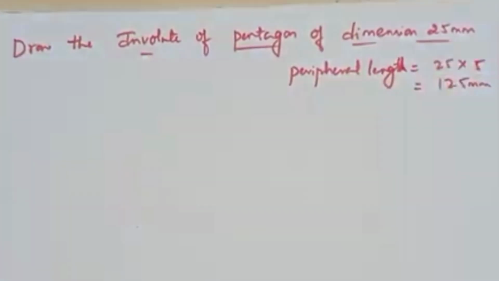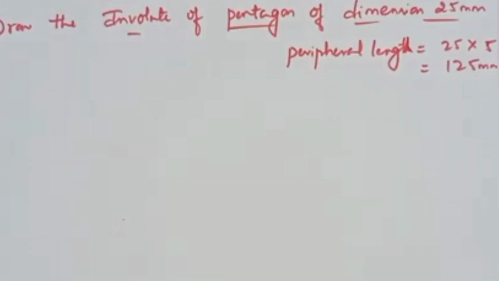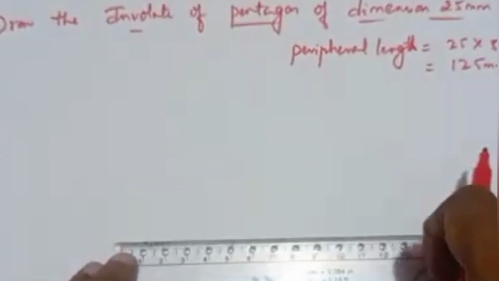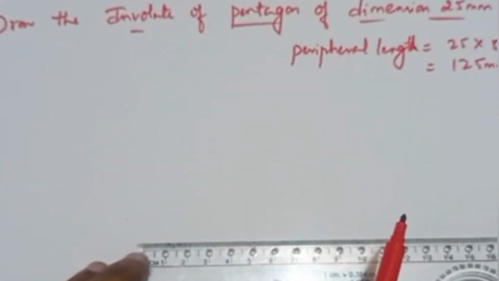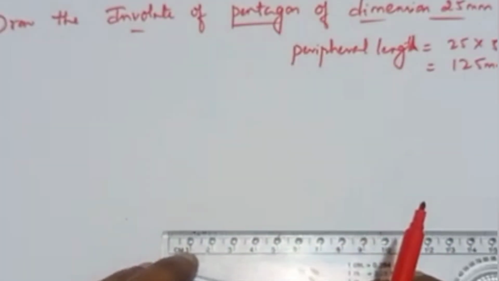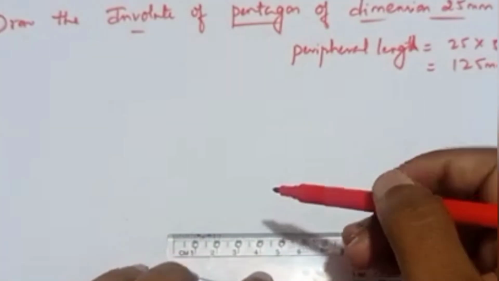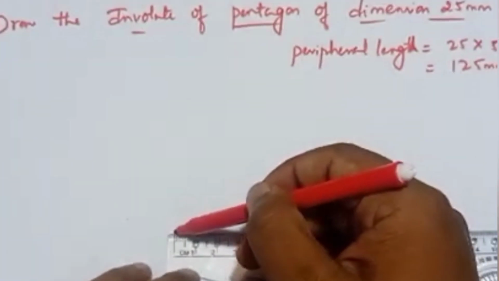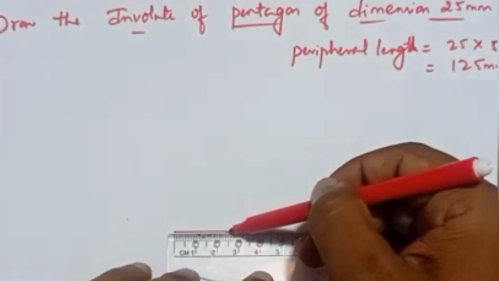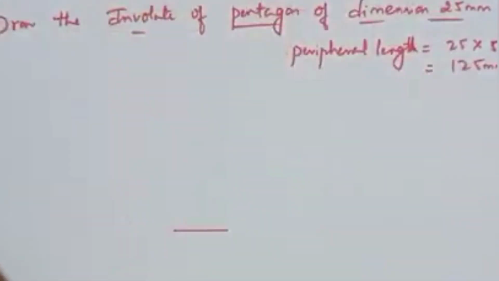Today we are going to construct an involute of a pentagon of dimension 25. Initially, I have found the peripheral length. So here, the pentagon of dimension 25 multiplied by 5 sides gives the peripheral length. First I will draw a horizontal line of dimension 25.